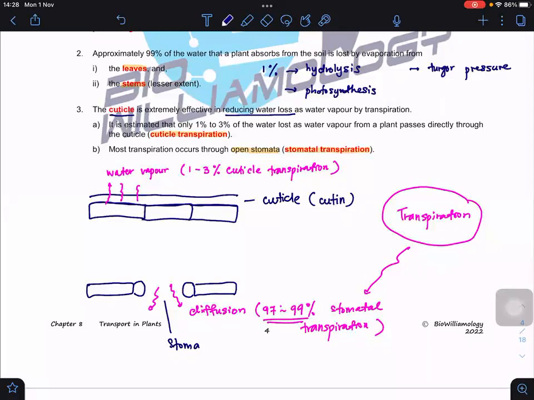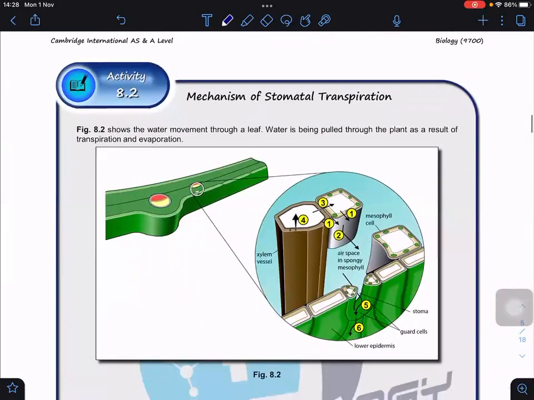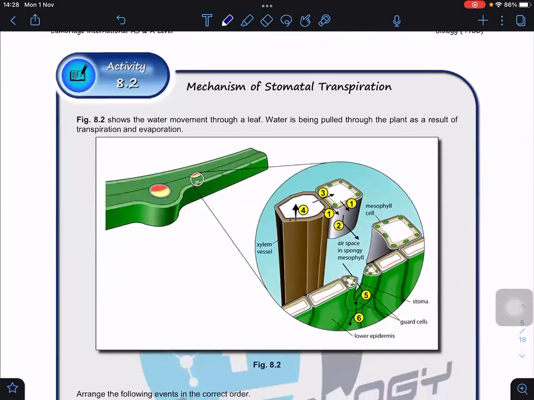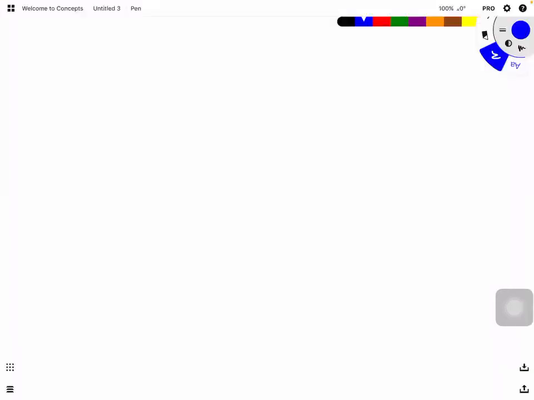So next part, let us look at how this transpiration actually occurs. Before going to the 3-dimensional diagrams, let me show you guys a 2D diagram first. Now, let me draw out some structures in the leaf. First of all, we have the xylem vessel element.